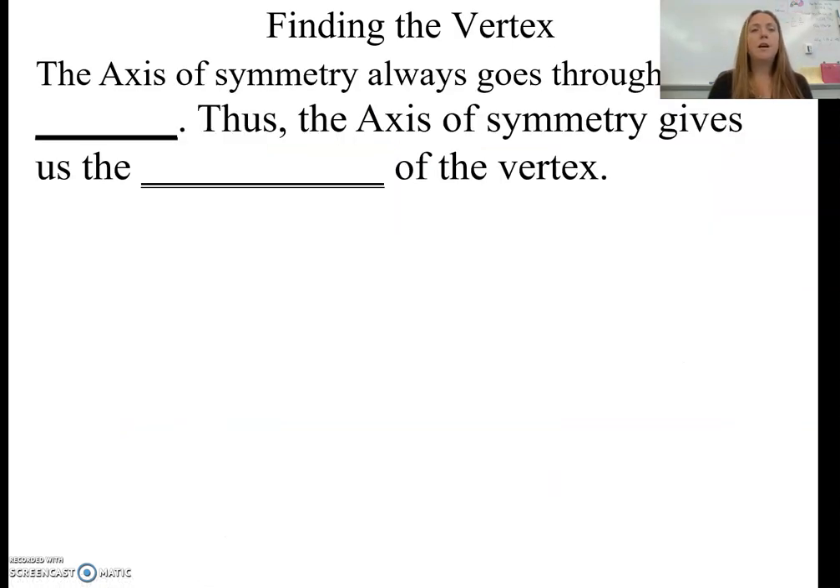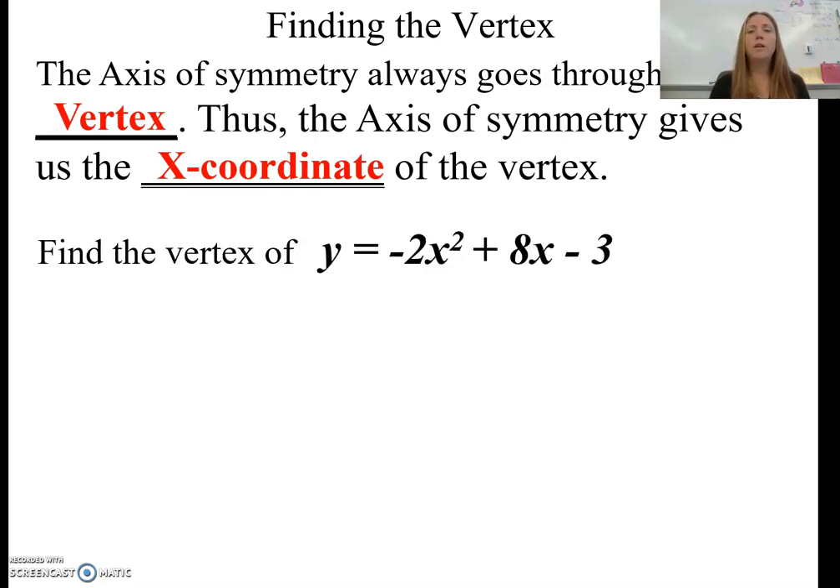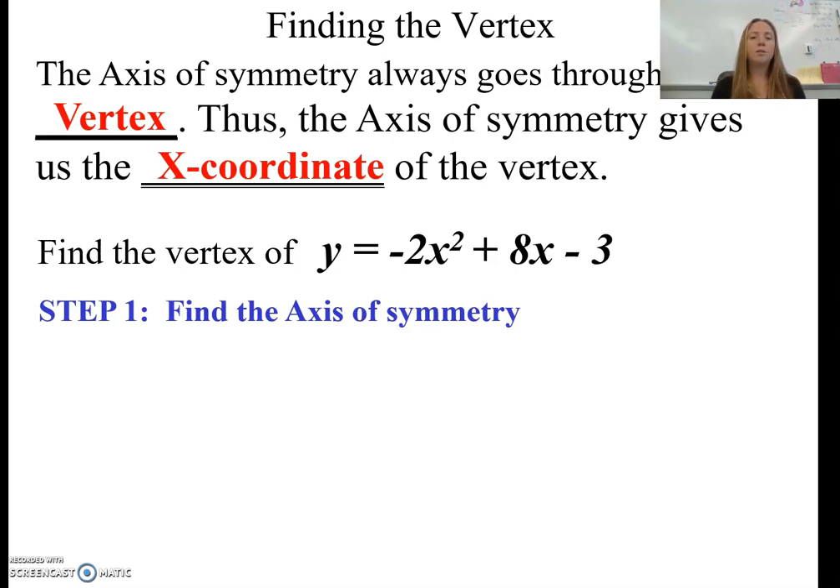Okay? So the axis of symmetry always goes through the vertex, so make sure you remember that. And then the axis of symmetry gives us the x-coordinate of the vertex. So if you were to do negative b over 2a, and since it's going straight through it, we know what the x value is. That's why it's x equals negative b over 2a. If we want to find the y value, then we would have to do a little bit more. So let's go back to this example just to review it another time.